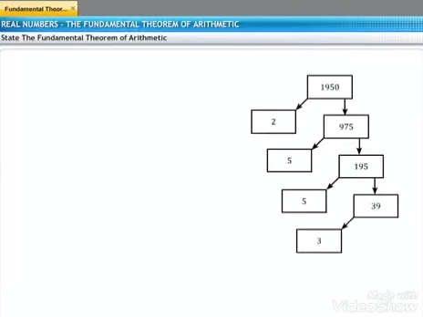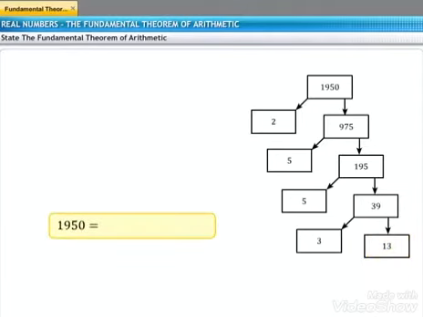Dividing 39 by 3, we get 13. Now, 13 itself is a prime number, so we cannot factorize it any further. Thus, we see that 1950 can be expressed as a product of 2, 5, 5, 3, and 13, each being a prime number.